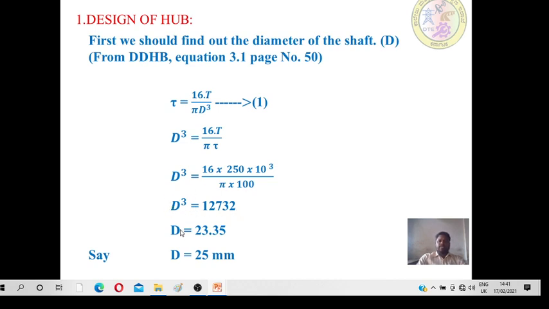Now, to get the value of d, you should take the cube root of this value. That is d equal to 23.35 mm. And the next standard shaft diameter size is 25. Therefore, say d equal to 25. So now I have calculated the value of d, that means the diameter of the shaft.